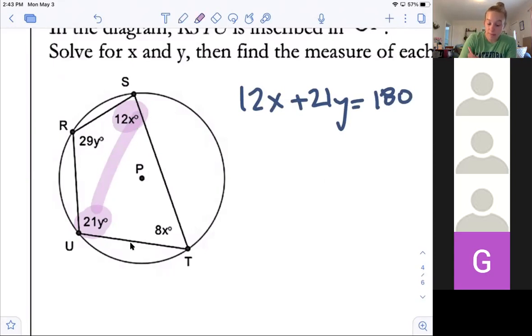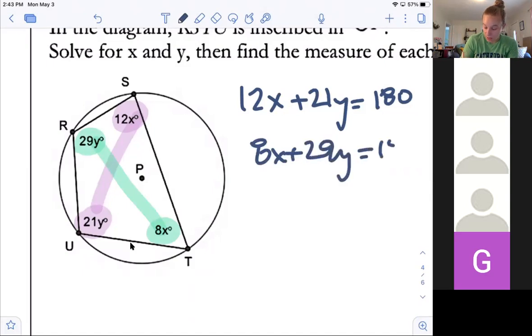Same thing for the other opposite angles. This time I've got 8x and 29y. Again, not two x's, not two y's, but they're my opposite angles. And so I have to put my opposite angles together and add them up to be 180. So this is going to be 8x plus 29y equals 180.